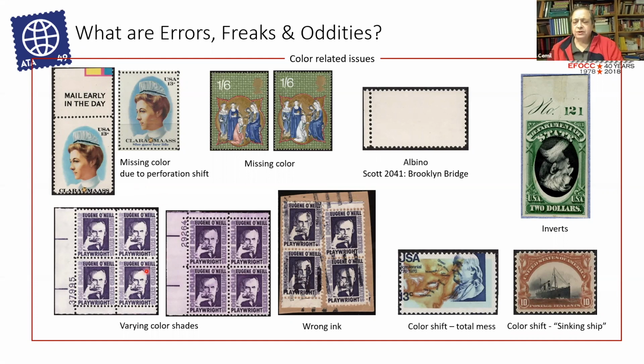Sometimes there are shading varieties in between different printings or even between different press runs of the same stamp. But here, if you look at it, this is much darker. And what is special about this one is that altogether the wrong ink was used.